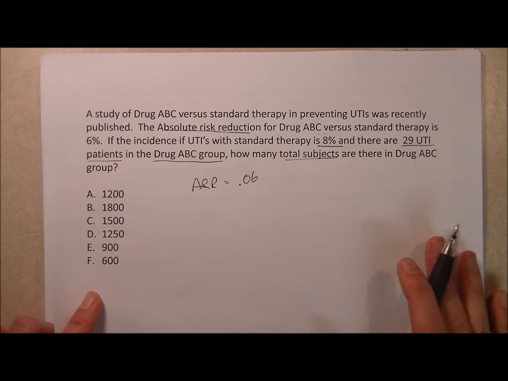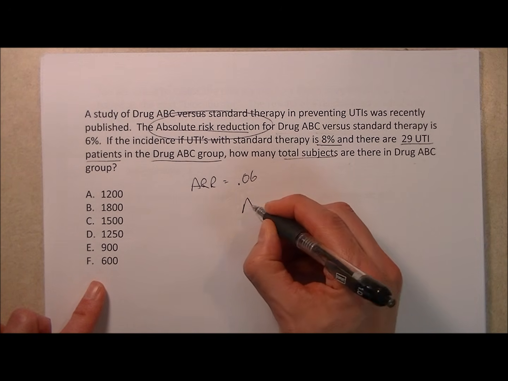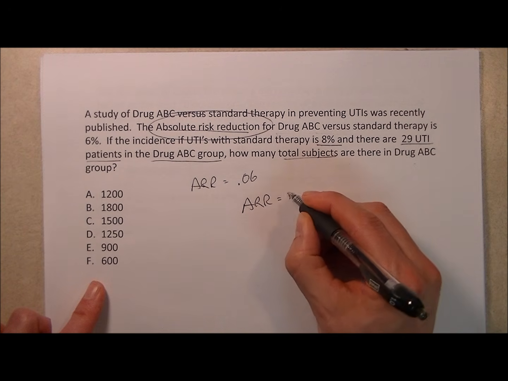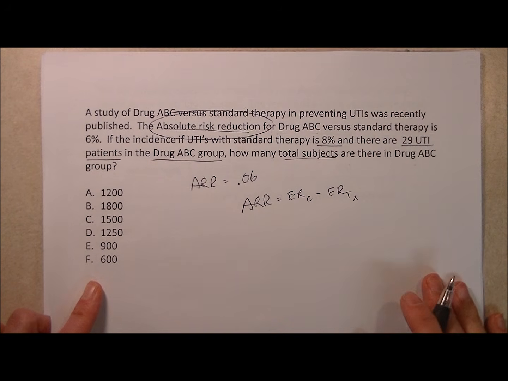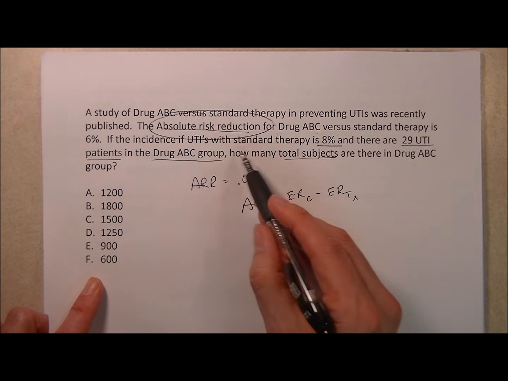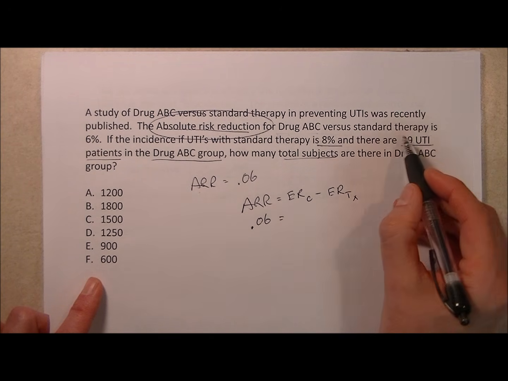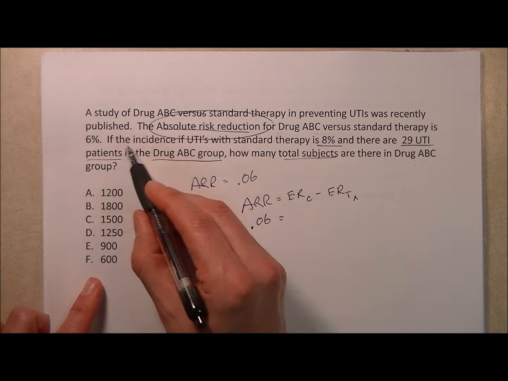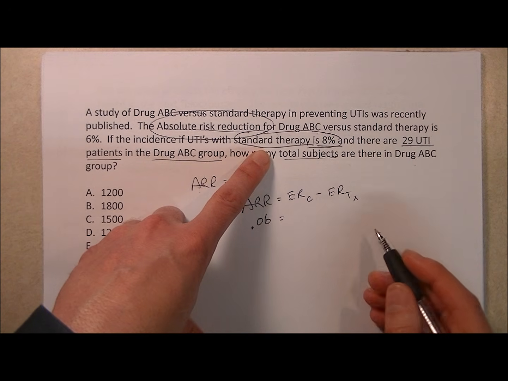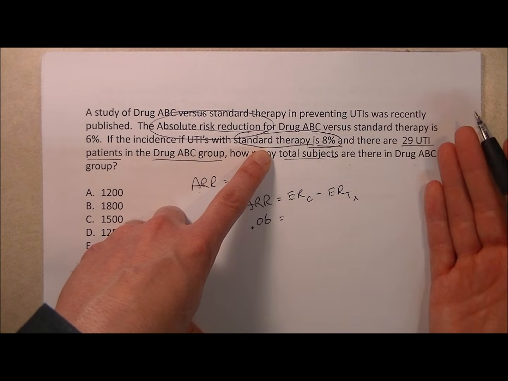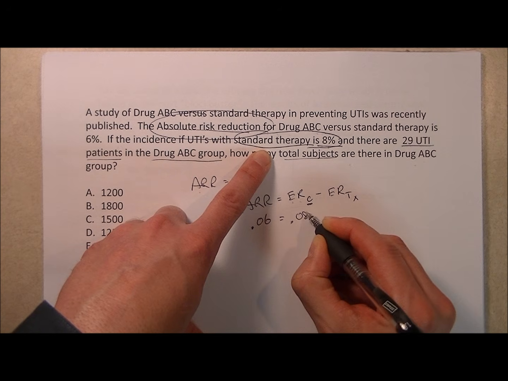All right, so when you look at this, you say, man, I have no clue where to start. Well, what do I know? I know absolute risk reduction they gave me, and I know the formula for absolute risk reduction is the event rate of the control minus the event rate of treatment. So let's just start there and see if we can figure this out. They told me the absolute risk reduction is 0.06, so I can put that right there. And then it says if the incidence of UTIs with standard therapy, remember standard therapy is like your control, that's your baseline, that's your gold standard. So standard therapy is 8%, so the event rate of the control is 8% or 0.08.